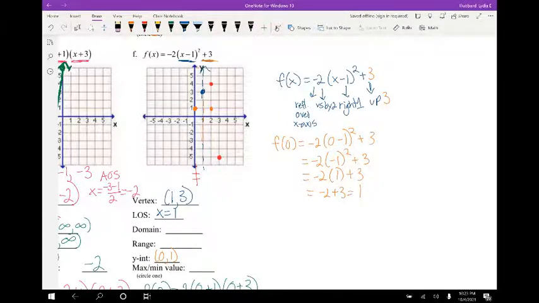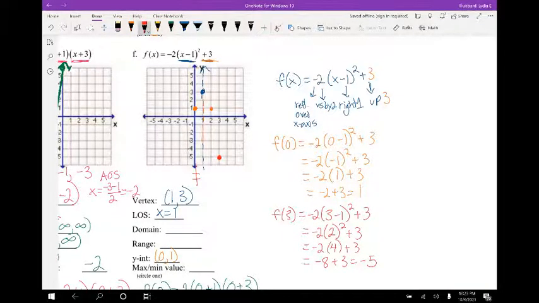And so I can get rid of all these little transformation points, and that would be my final point. Again, if you really want to check it, you can do f of 3, which would be -2 times 3 minus 1 squared plus 3. So it's going to be 2 squared, which would be -8 plus 3, which is -5. And that's exactly what I got.